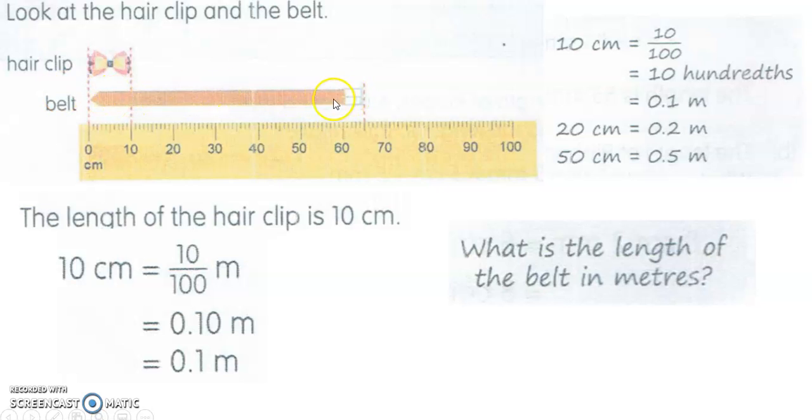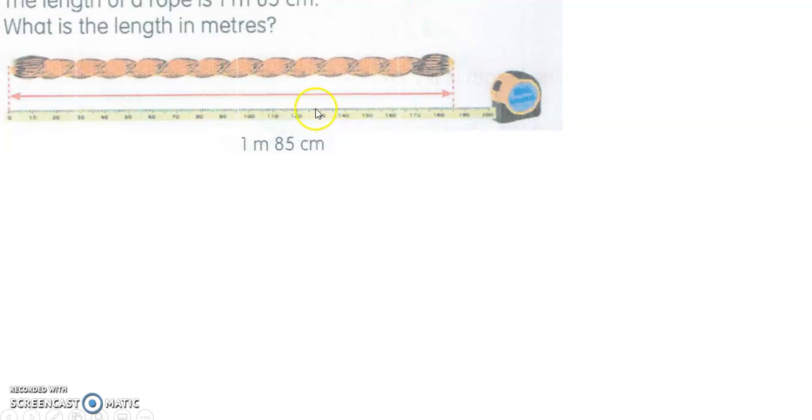Now, what is the length of the belt in meters? This is the belt. It's from 0 till 65. So we say that the belt in meters is 0.65 meters. We just follow this rule or this pattern. 60 centimeters. It's 65, by the way. It's not 60, sorry. There is a mistake here. It's 65. And this is like 0.65 meter. Alright.